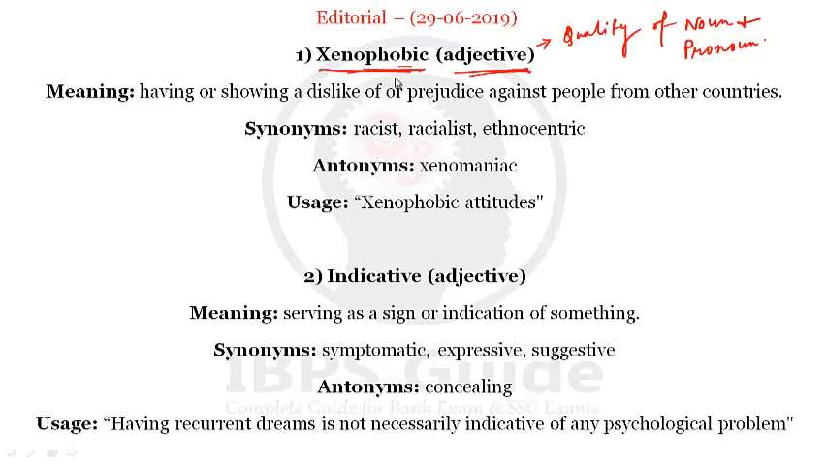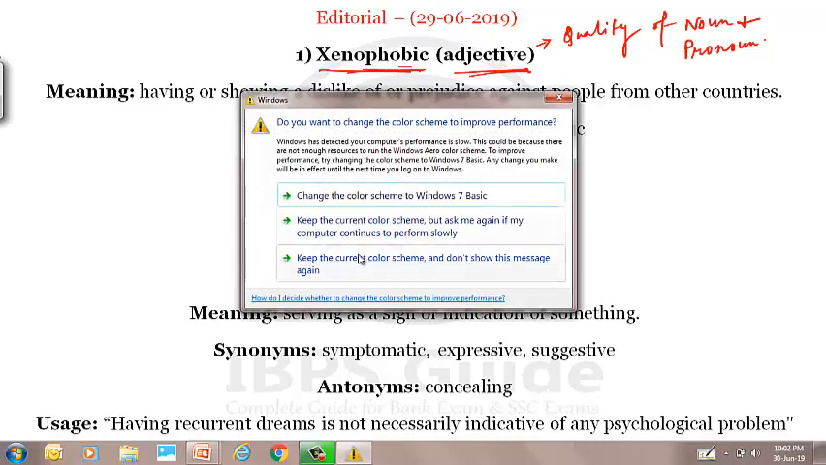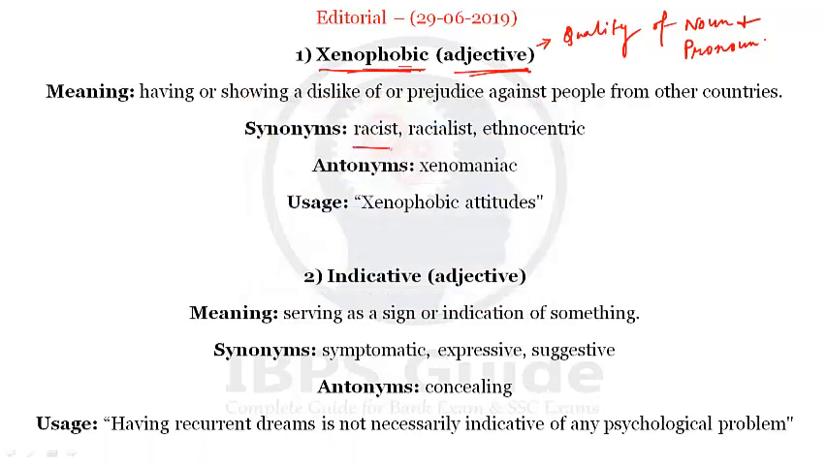The synonyms can be racist, racialist and ethnocentric. Antonym will be xenomaniac. Xenomania means excessive desire of something. Jab logon ko foreign countries ke upar, foreign countries ke people ke upar bahut zyada desire hai, that is mania. So that will be xenomaniac. And when there is excessive fear, disliking, that is called xenophobic.